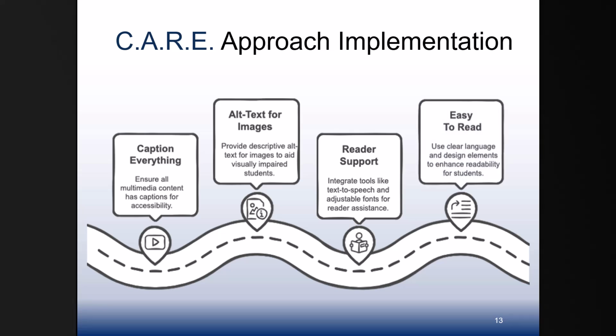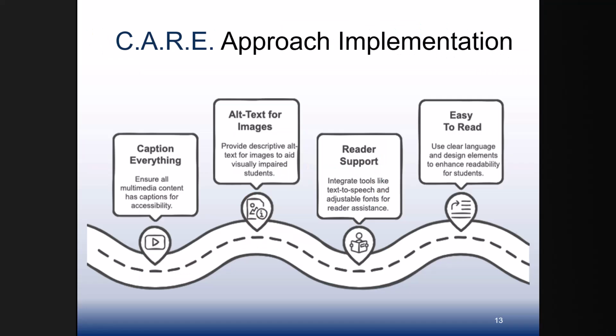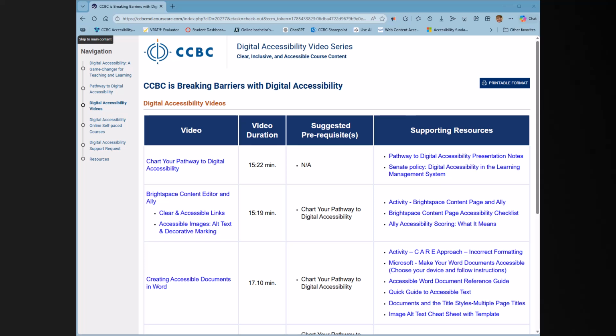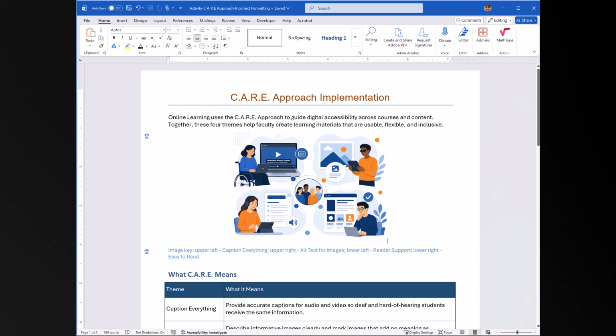We'll correct common accessibility problems in the activity, CARE Approach, Incorrect Formatting document. You may watch the demonstration once and then repeat it while working in your own copy. The activity is in the Supporting Resources column for this video on the CCBC Breaking Barriers with Digital Accessibility website. I'm using the desktop version of Word. Commands may appear in different locations in Word for the web or another version.